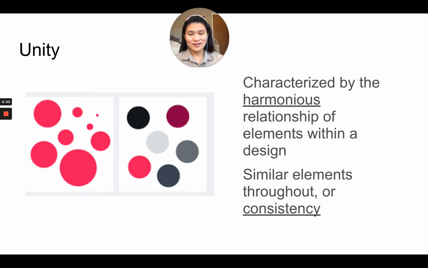And now I kind of mentioned that in the last slide, the harmonious feeling of a composition. You might not have that so much in a dynamic composition, but unity is characterized by the harmonious relationship of elements within a design that can be created through similar elements throughout, or maybe consistency in another way. So on the left hand, we have all of those pink dots, and even though they're different sizes, they're consistent because they're the same color and they're all round. But on the right side, we have consistent size, but not consistent color. So there's different ways to achieve unity.